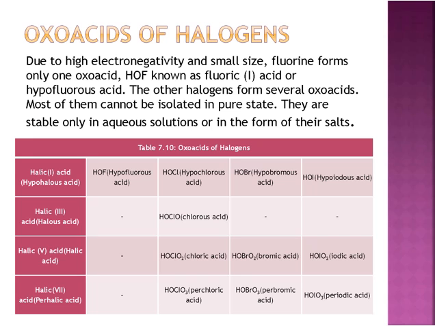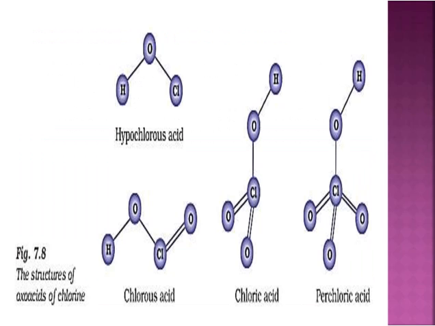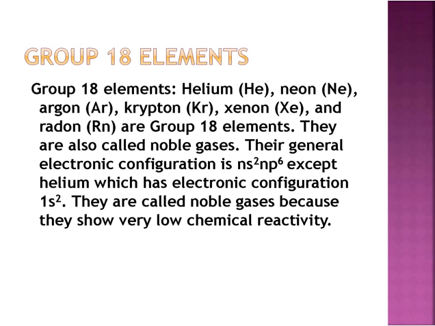Oxyacids of halogens. Due to high electronegativity and small size, fluorine forms only one oxyacid, HOF, known as hypofluorous acid. The other halogens form several oxyacids. Most of them cannot be isolated in pure state. Now these are few structures of oxyacids of chlorine.